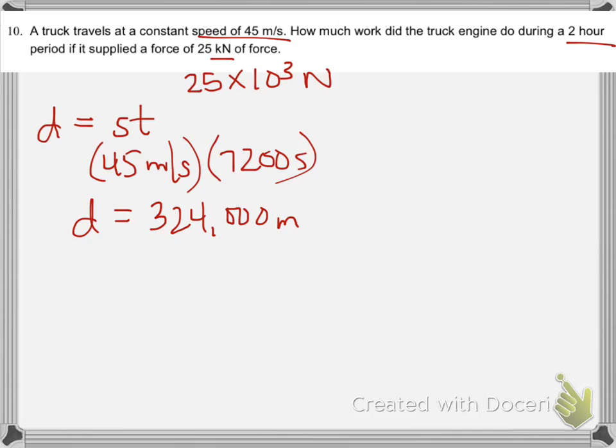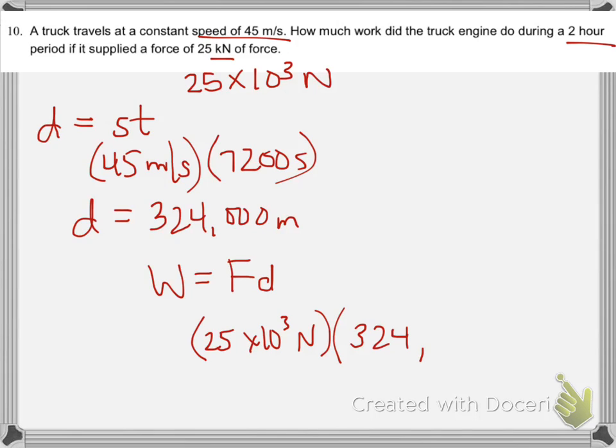and again they gave us our force, so now we can plug into work equals force times distance, and our force is our 25 times 10 to the 3rd newtons multiplied by our distance that we just found, and we get our answer of 8.1 times 10 to the 9th power joules.